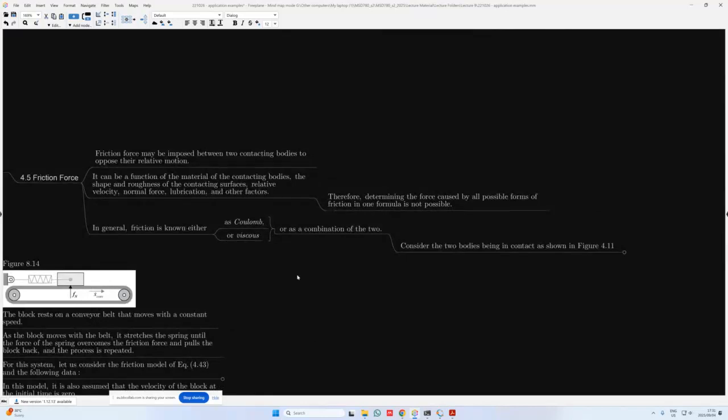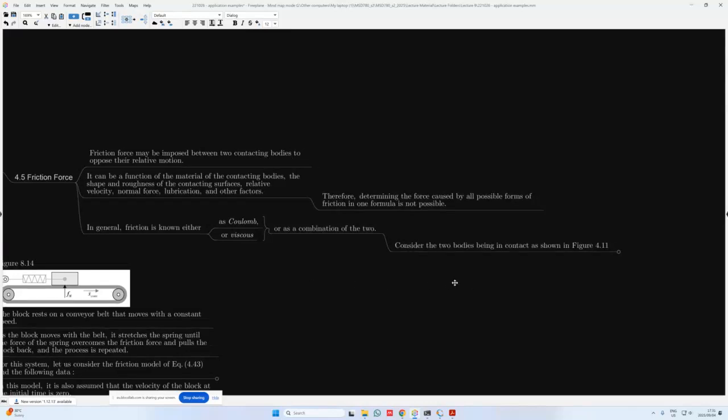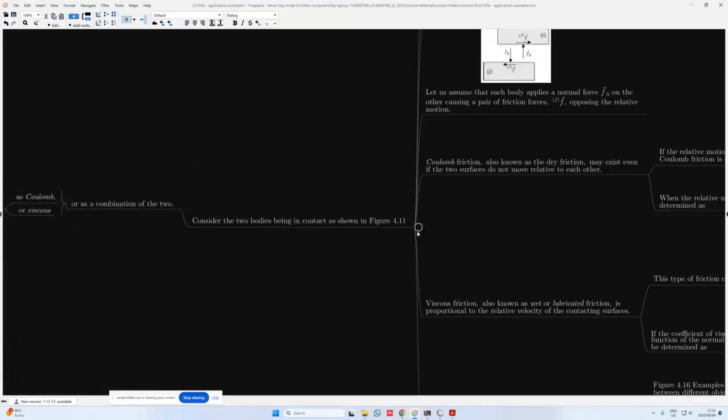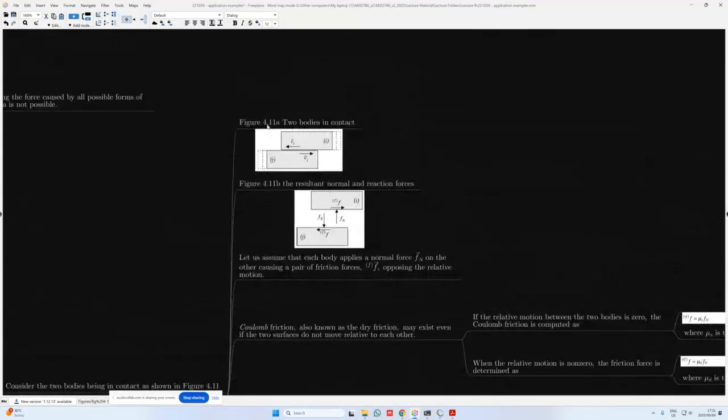So in general, we rather divide friction into two types. We either have Coulomb friction or viscous friction, or a combination of the two. So we can consider the two bodies being in contact, as shown in figure 4.11. Figure 4.11a shows that we have bodies I and J. We have body I moving at a velocity Vi and body J moving at a velocity Vj.